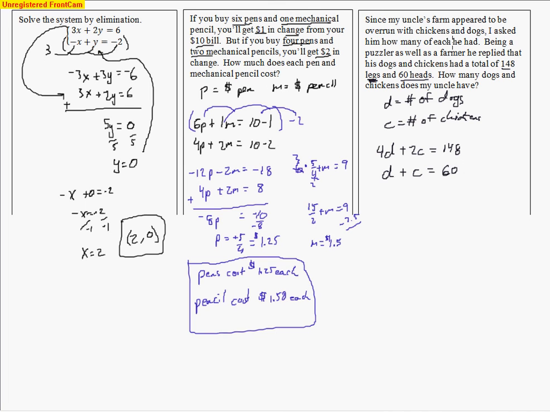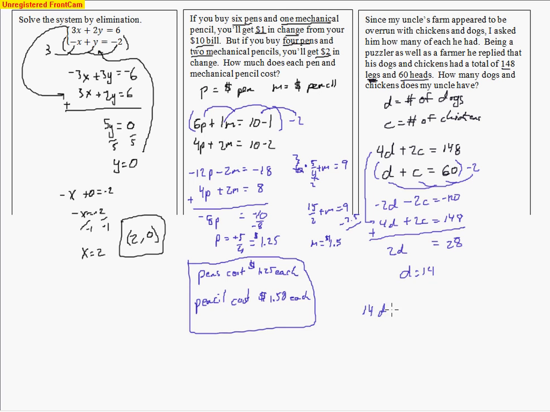So the way we'll do that is, let's go ahead and get rid of the chickens. And so we're going to multiply that bottom equation by negative 2. So negative 2D minus 2C equals negative 120. So I'll just bring this other equation down, and I've got 4D plus 2C equals 148. So when I add these two together, I get 2D equals 28. And so I'm ready to divide, and that's going to be 14 dogs. So 14 dogs. That's how many he has.